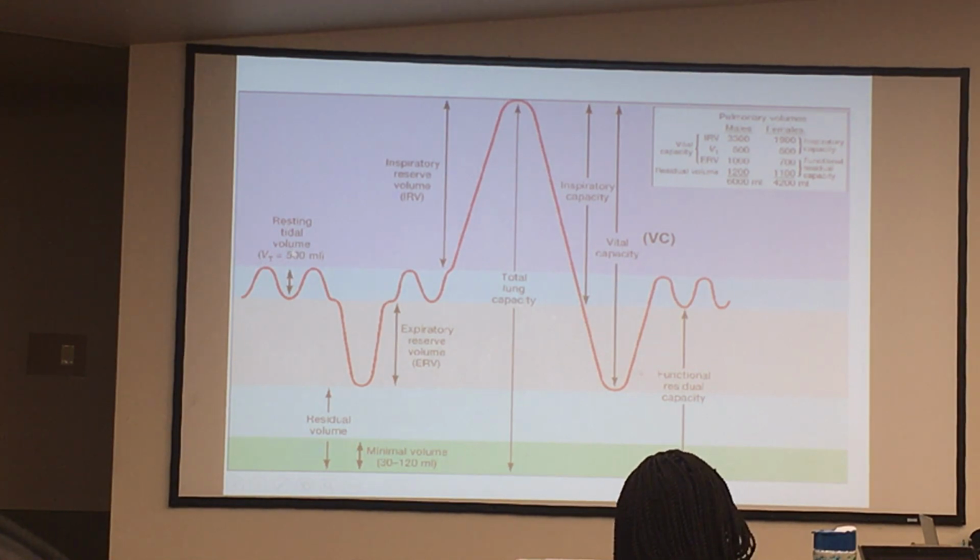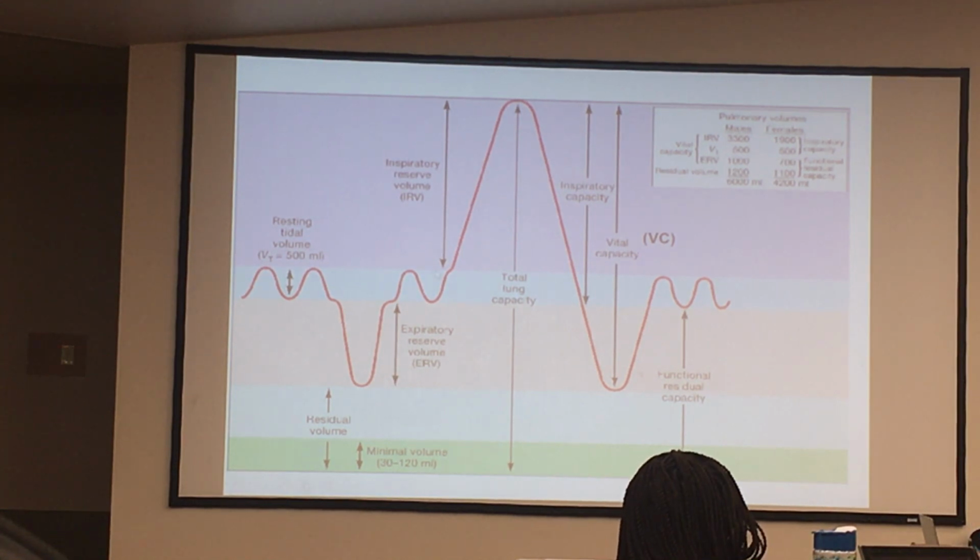Resting tidal volume, we call VT or sometimes TV, is about 500 ml. That means each time, 500 ml in, 500 ml out, in, out, and it can last many cycles. But when the air is already out, we can use our muscle to push more out, and that volume we call expiratory reserve volume, ERV.